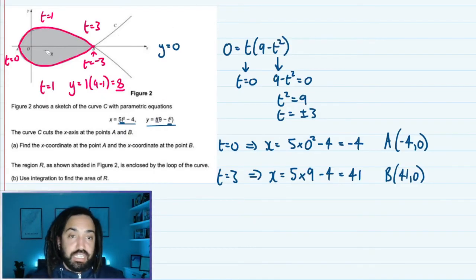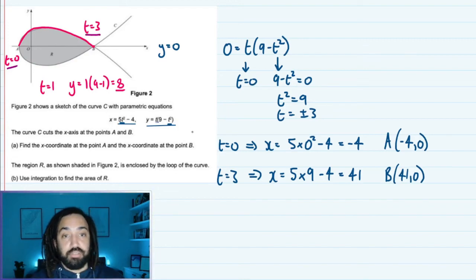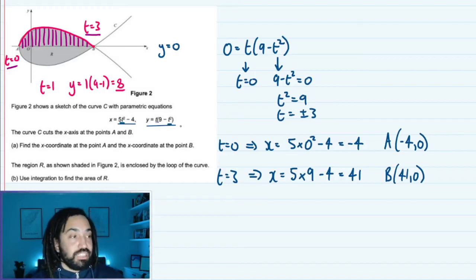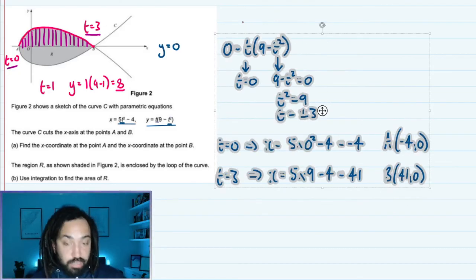So the reason why I checked that is because that tells me that this curve, which is the one I want to integrate, is from t is equal to 0 to t is equal to 3. And when I integrate it, it's going to give me the area between the curve and the x-axis. So it'll give me that area, and then I will double it to get the overall area. Okay.